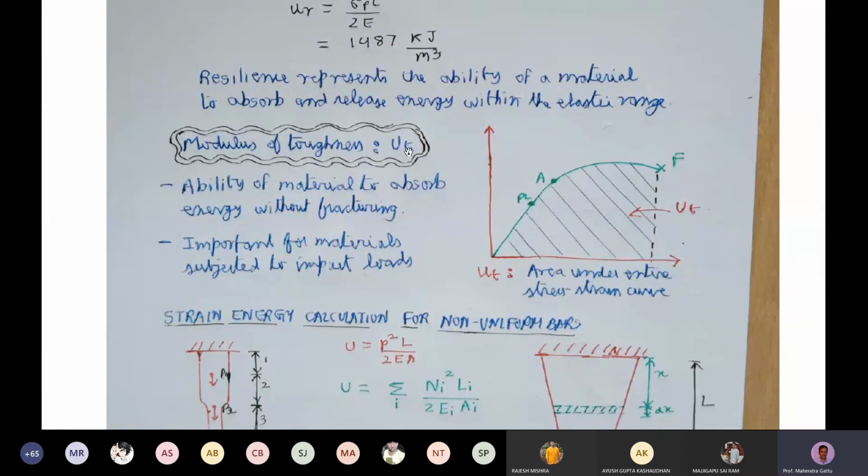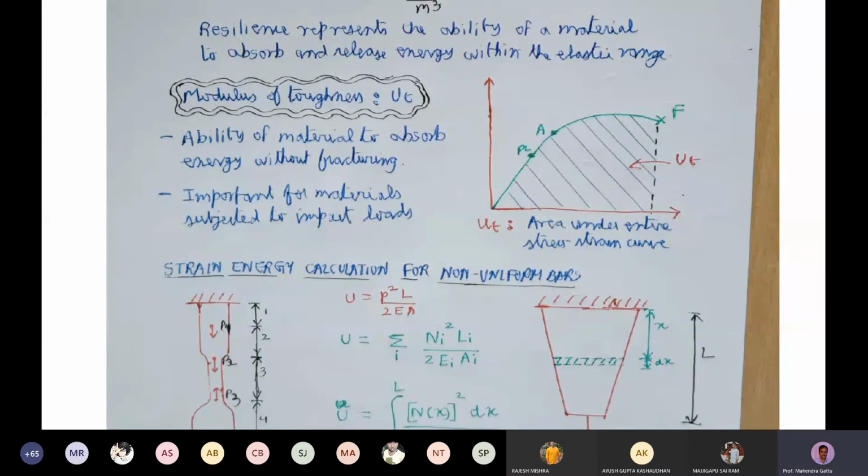Again, in the bollard problem, these bollards are impacted by vehicles. When the material has a high modulus of toughness, it will be able to withstand those loads without failing. The material may deform a large amount, but it will not break. That is what is meant by the modulus of toughness: the ability of the material to absorb energy without fracturing. Before this load is reached, it will deform a very large amount, but it will not break.